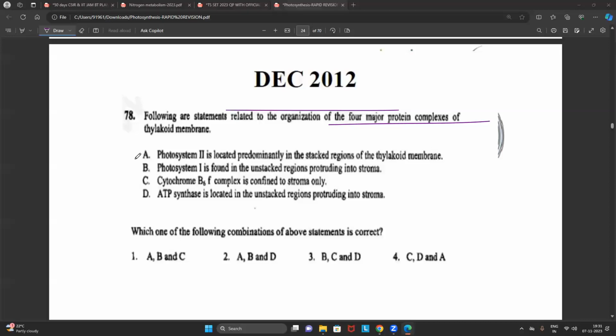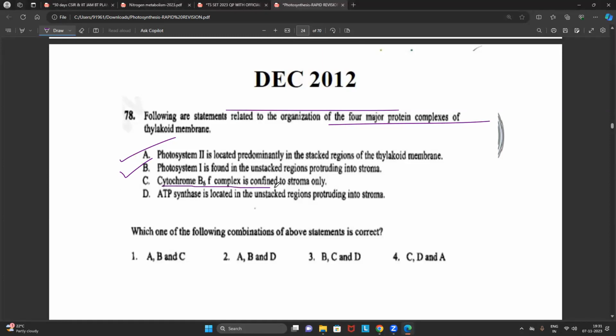Okay, all right. So you look into this very correctly. Photosystem 2 is located predominantly in the stacked regions of the thylakoid membrane. That is right. Photosystem 1 is found in the unstacked regions, which are loosely arranged. Cytochrome b6f is confined. Correct, na? Okay, got it.